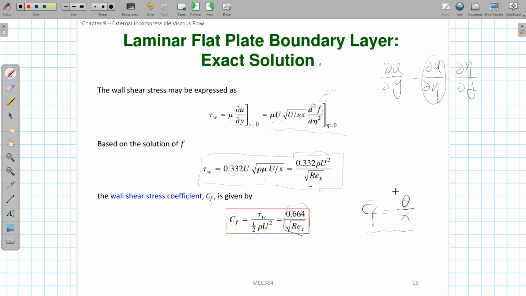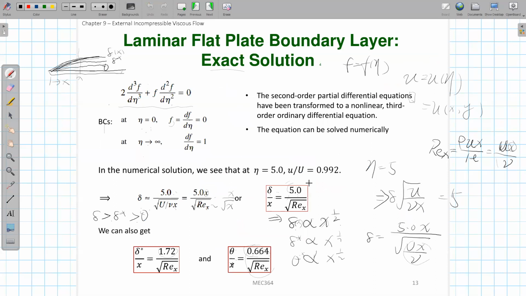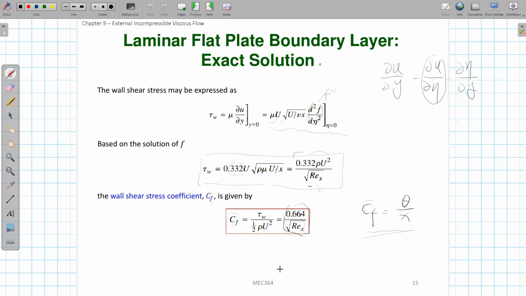For the details of why this is true, you can read it in the textbook if you're interested, in section 9.3, but it will not be included in this class. But you do need to know, I just want you to be aware of this. This CF equation is exactly the same as this theta over x equation, and there is a reason why they are the same, but I will not introduce it in this class. And here we finish the introduction of this exact solution for the laminar boundary layer.